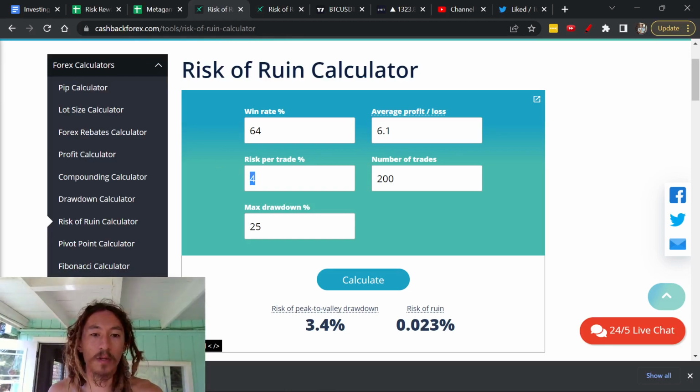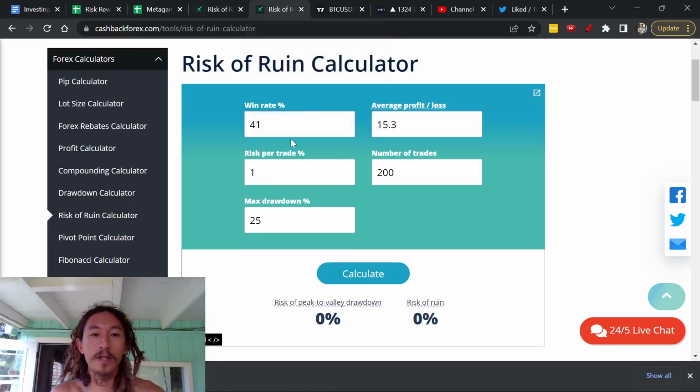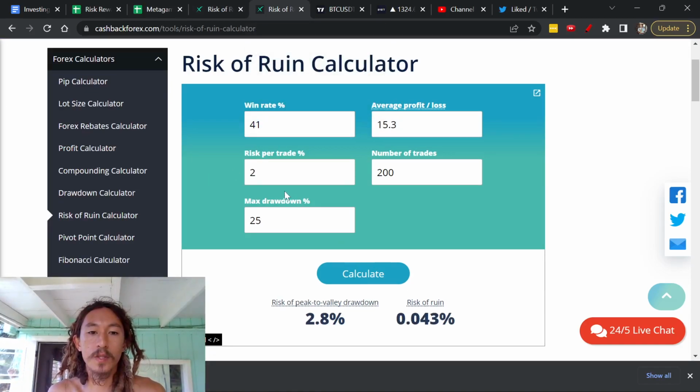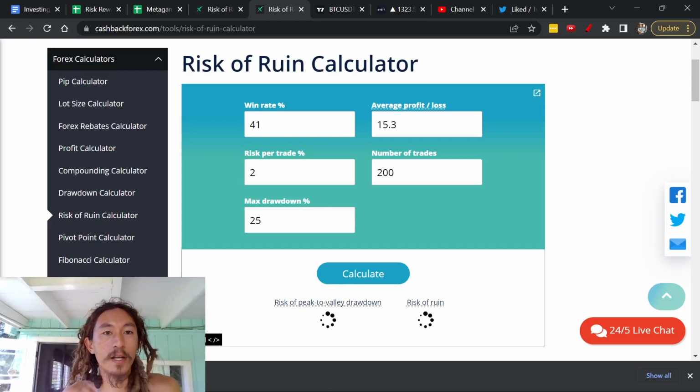Okay, so according to the math, risking 4% per trade on a 64% win rate is optimal. Now, with this one, 1% is good. 2% is good. We can't go beyond 2%, right? For that same sort of keeping the risk reward the same. Yeah, I can't go beyond 2%.